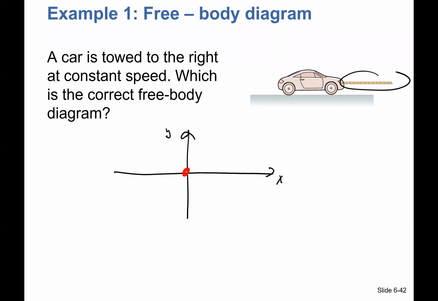So I can say, all right, there's a tension force to the right, in the direction of the rope. Also, what I have is this: the car is on the surface, so there's a normal force upward.